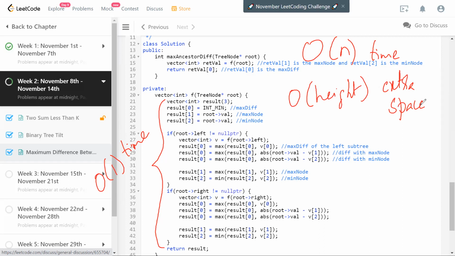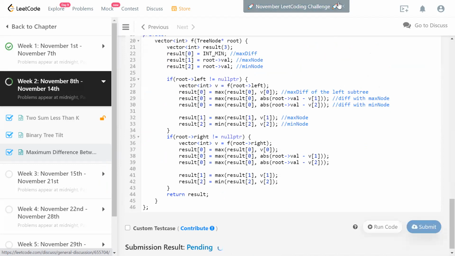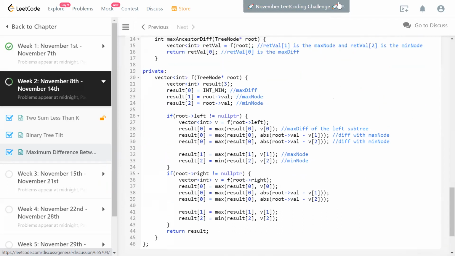So otherwise the idea is much clearer. Recursion is the way to go. All right. Let me submit and show you that it accepts. It accepts and it works pretty fast. I have seen this.